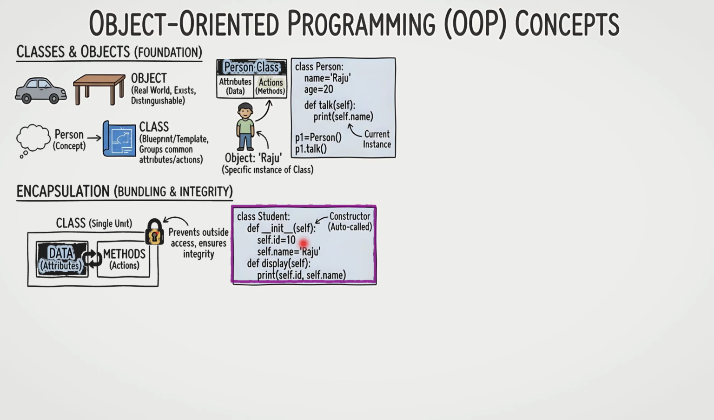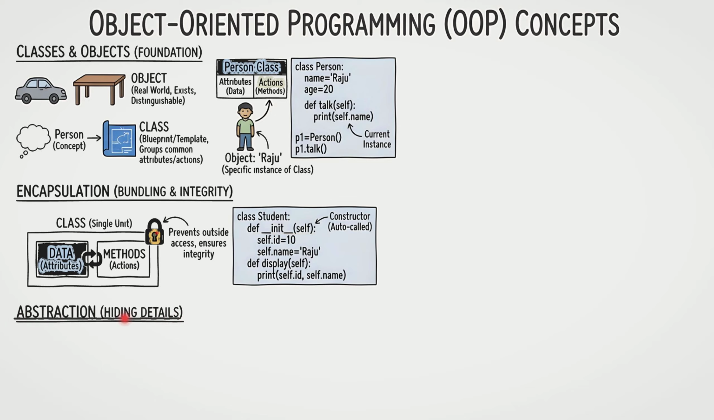There is a special method called init, which acts as our constructor. It is automatically called when a new object is created to set up the initial state. By bundling the data and the display method together, the program treats the student as a single unit rather than a mess of disconnected variables.